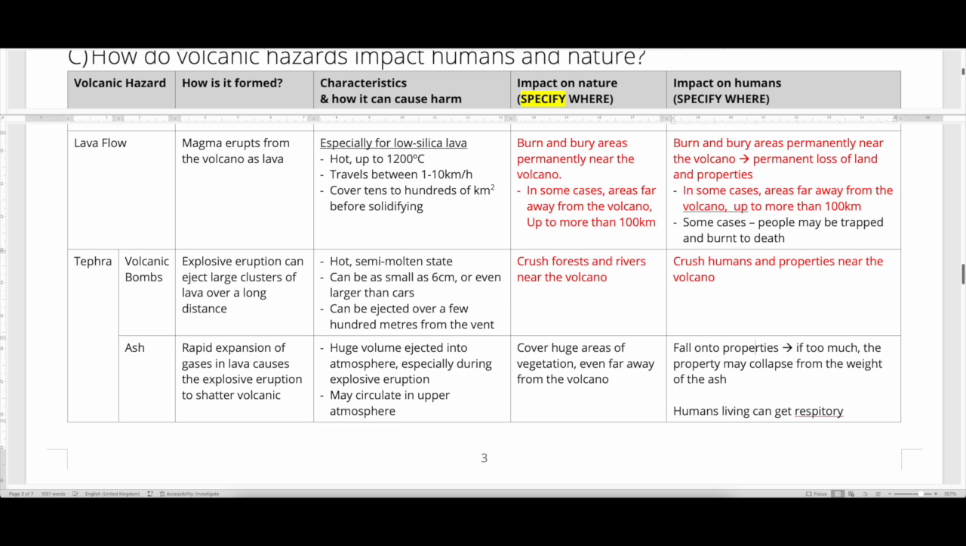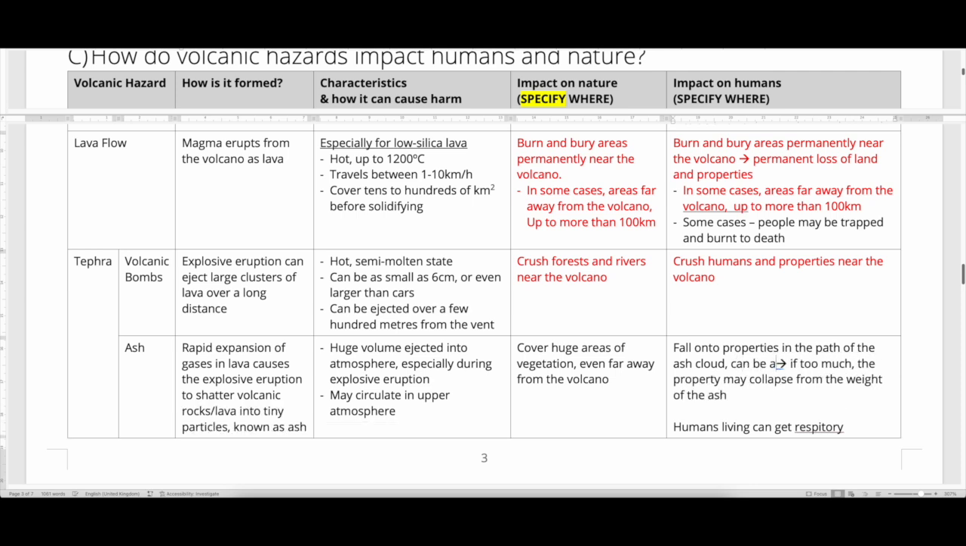I forgot to specify where. But for ash, it's only near the volcano.